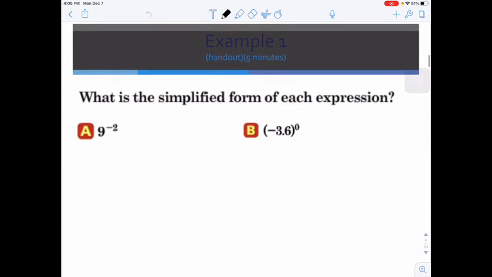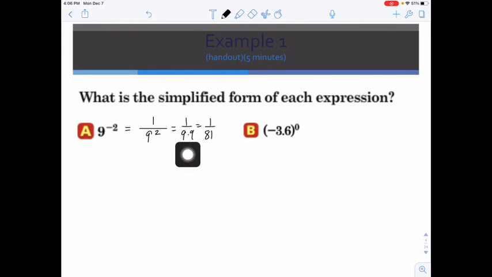In example 1, it says, what is the simplified form of each expression? For part A, we have 9 to the negative 2 power, and part B is the quantity negative 3.6 to the 0 power. If we have a negative exponent, we were told that we can move the 9 to the denominator, and then the exponent becomes positive. Since we have nothing on top aside from the 9 to the negative 2, we can place a 1 there, and now we have 9 squared on the bottom.